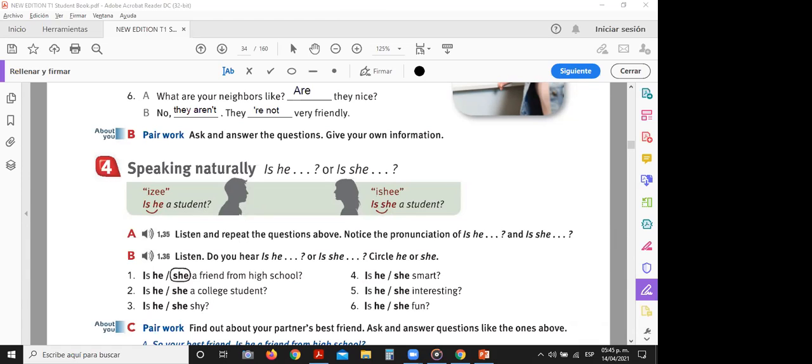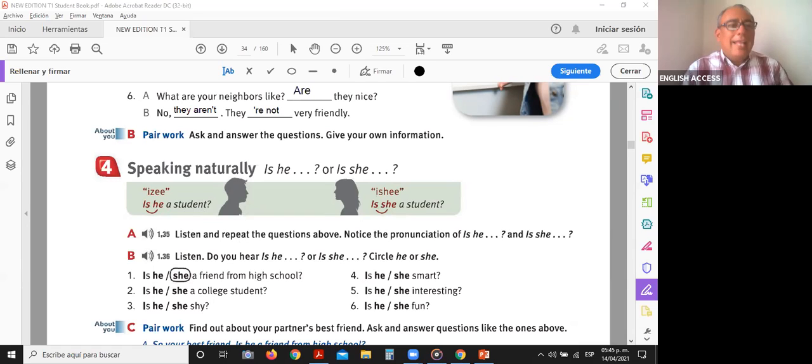Is he a student? Is she a student? Page 25. Okay, that's the way we need to pronounce is he or is she, more naturally. Is he or is she?